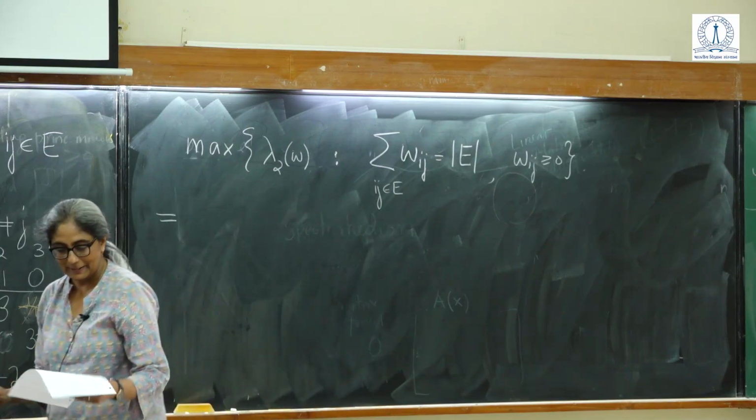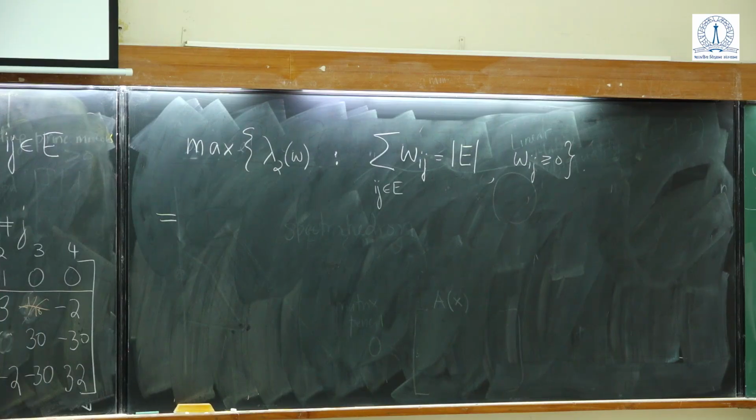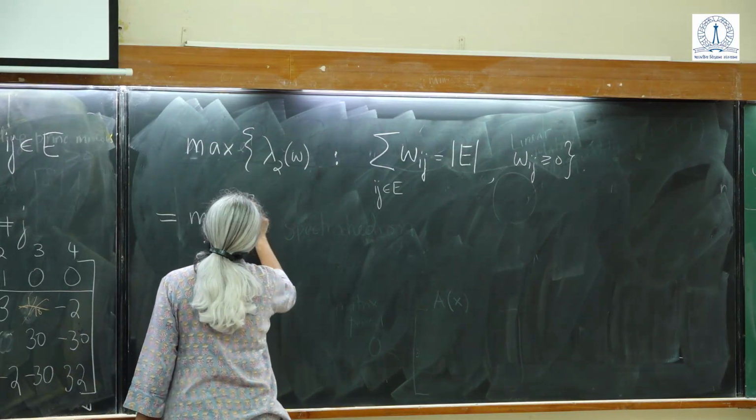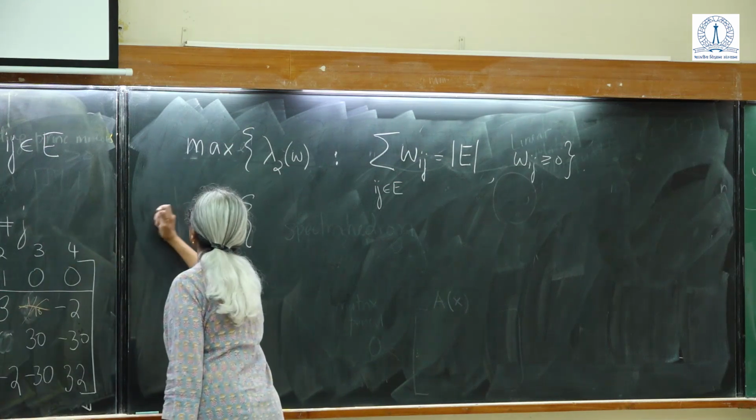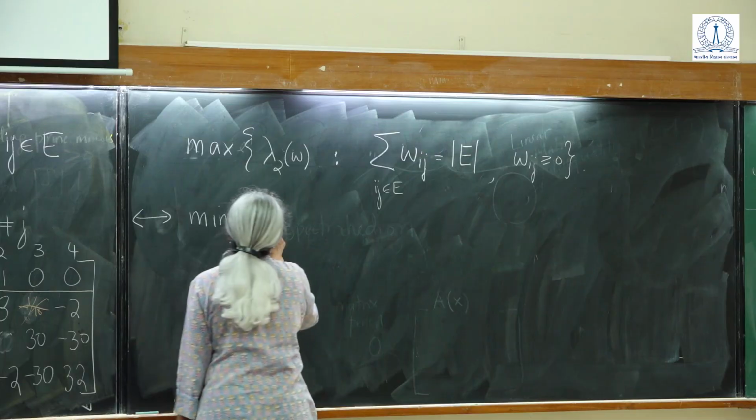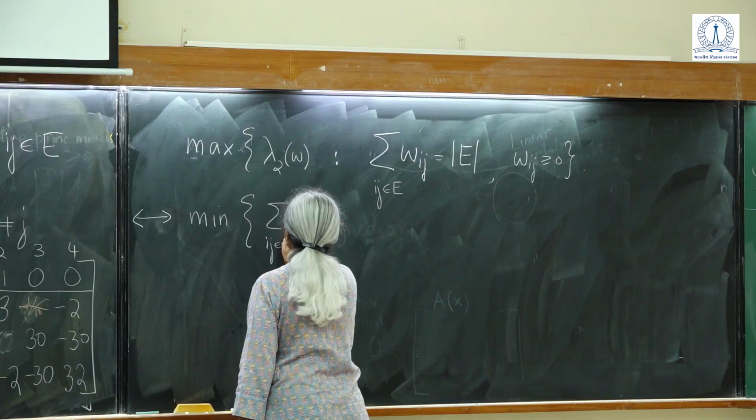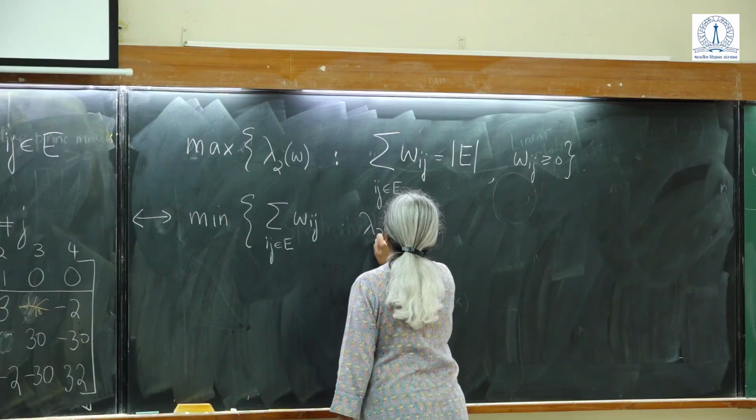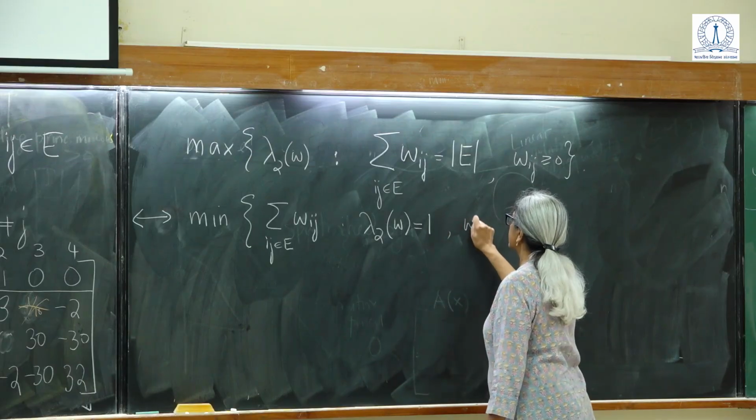Remember in optimization, everything is up to scale. So let me write it. I know this is going to be confusing, but let me write it. I claim this problem is exactly equivalent. It's not equal, but it's equivalent to saying that I want to minimize the sum of the weights. It's not a dual problem. It's exactly equivalent to minimizing the sum of the weights, subject to setting lambda 2 to 1 and weights non-negative.